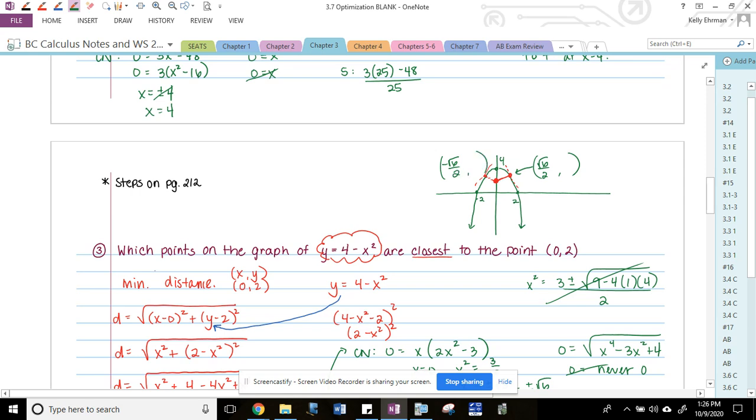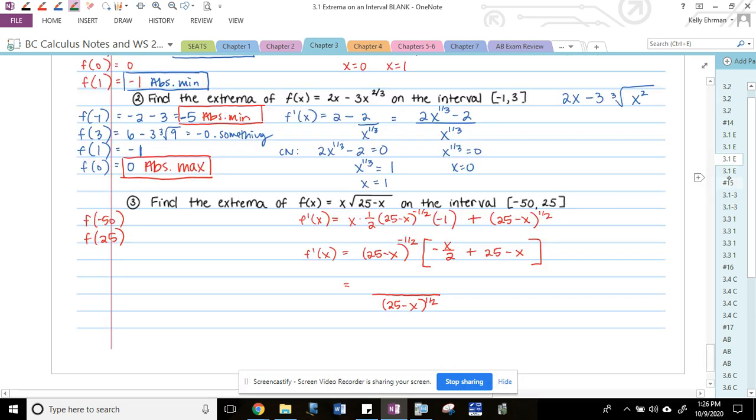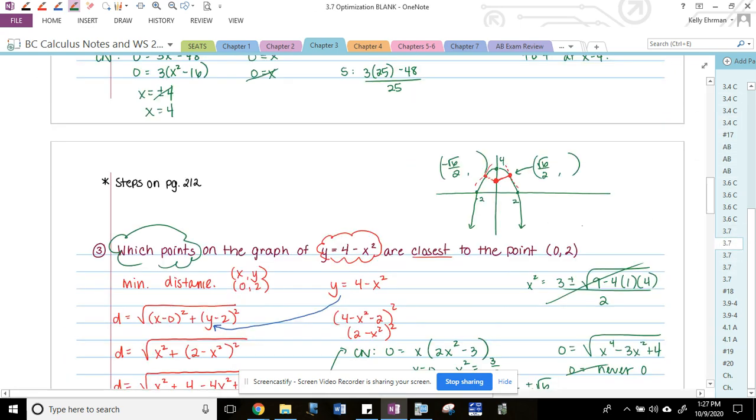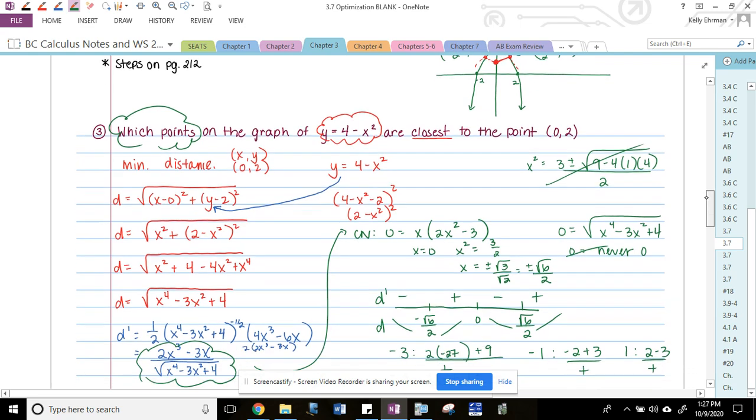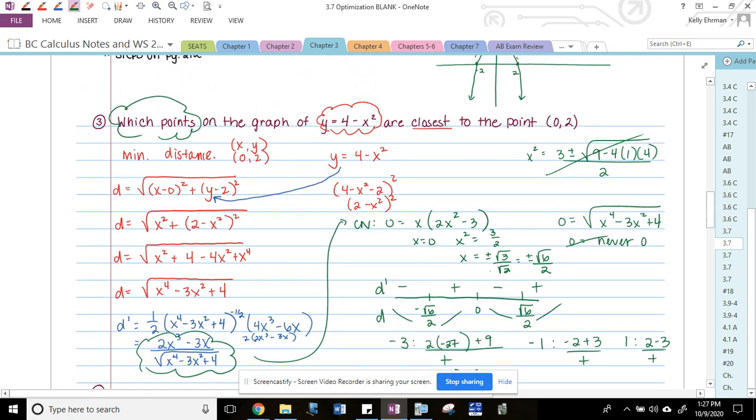Now it does say which points, so I do need to find what the y is. I sort of quickly said, oh yeah, and whatever y is, but I need to actually find that. Remember, it's just 4 minus x squared. So this is where, when I was trying to figure out should I rationalize this, I probably should have left it plus or minus square root of 3 over 2, because then squaring it's easier. Squaring, you just get 3 over 2.